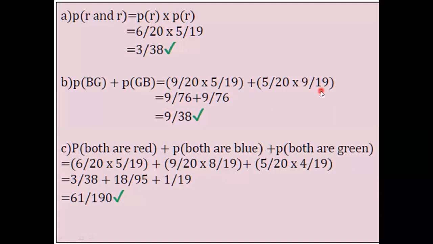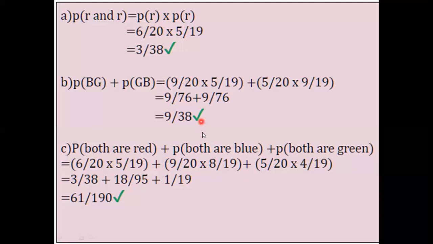So if it is green first, then we have 5 chances out of 20 times blue following. We have 9 blue balls out of a total of 19 now, because we have not touched the blue ball initially in this selection. So the blue balls remain 9, while the total balls becomes 19. Simplifying both brackets, you come up with the result 9 over 38 as your final answer.